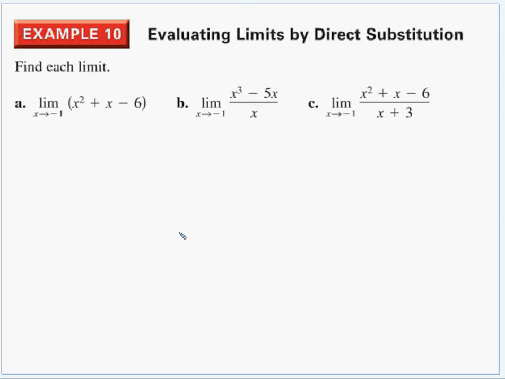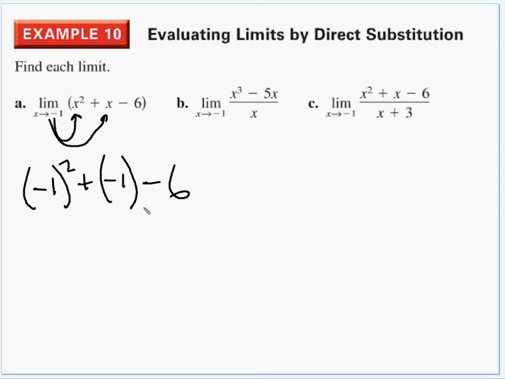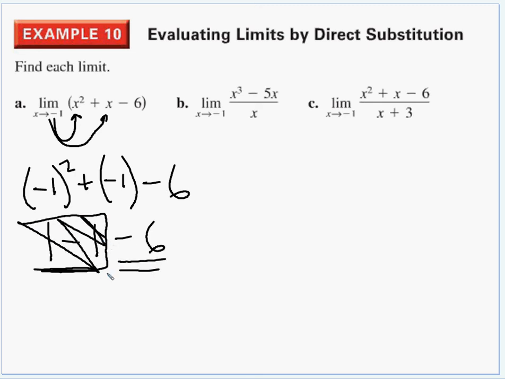Example 10 here is just, find the limit. Let's try them out. First one is a polynomial, so I know automatically it's going to work. I plug in the -1, so that's going to be a -1 squared plus a -1 for that x, and then minus 6. So -1 squared is 1, plus a -1, that'll be a -1, and then minus 6. 1 minus 1, well, that washes out to 0, so what we're left with is -6.